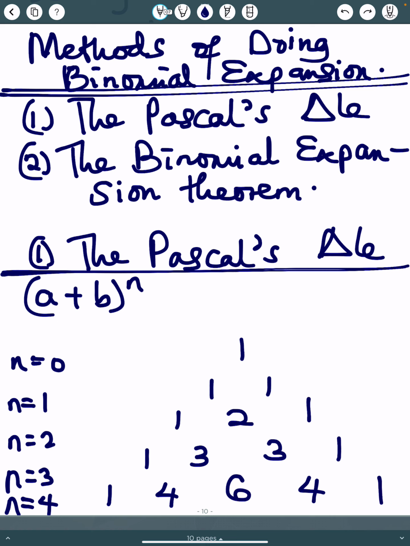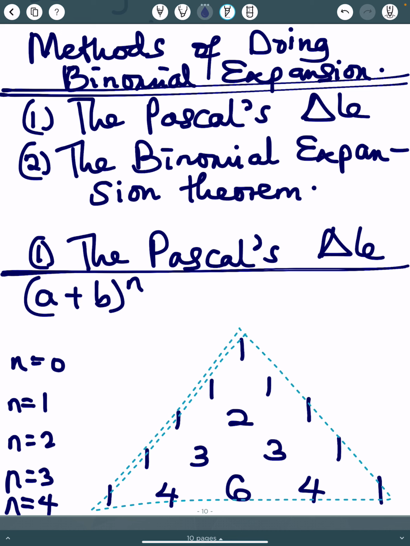Let me give this some more space. So 1 plus 0, 1. Let's assume there's an invisible 0 here. So 1 plus 0 will give me 1. Then 1 plus 3 gave me 4. 3 plus 3 gave me 6. 3 plus 1 gave me 4. 1 plus the next 0, which is invisible here, gave 1. So on and on like that. This is how the Pascal's triangle is formed.